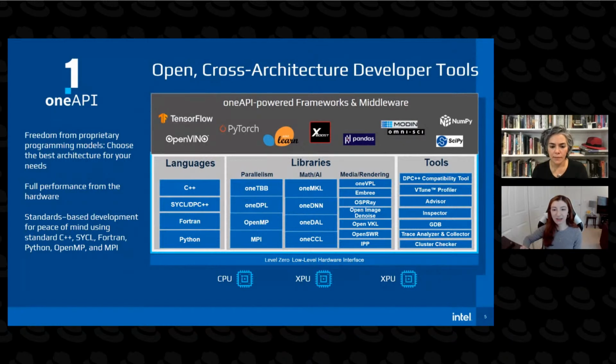With oneAPI, we actually go ahead and package many of these libraries to cater to different personas. So in this case, for example, the AI kit persona is a data scientist or AI developer, and I'll talk more about that in a moment. And beyond the libraries, we also provide tools to help with these libraries, such as the DPC++ compatibility tool and the VTune profiler. Now, that's everything that's going on with oneAPI.